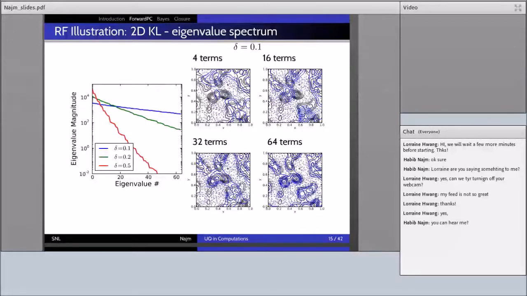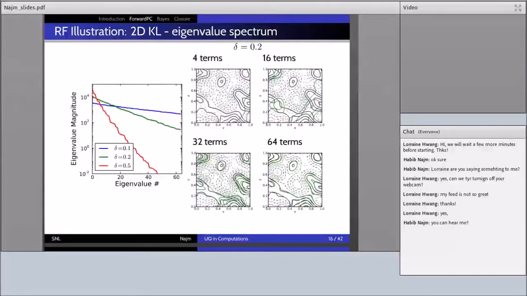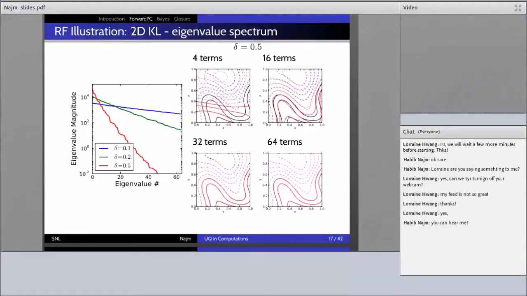So here, for example, delta 0.1, and we're plotting the random field and the KLE on top of it. And what you see is even with 64 terms, there's still mismatch between the blue contour lines and the gray below them. But if I go to delta 0.2, you see that now I have a match already by 64. Delta 0.5, even with 16 terms, I have a reasonably good representation, right? So you can represent it with a small number of degrees of freedom.